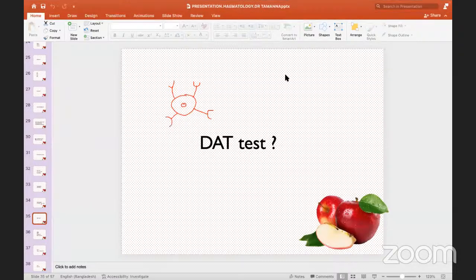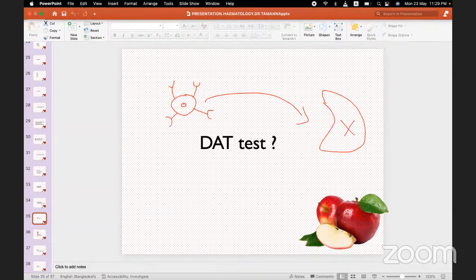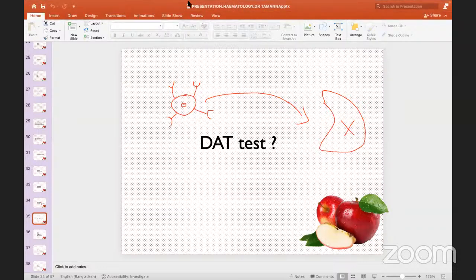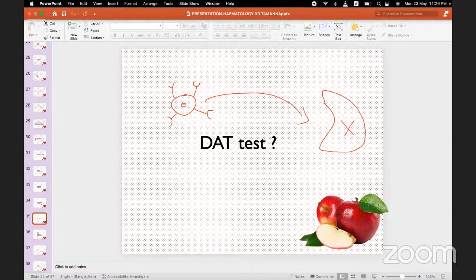Okay. So this is antibody-coated RBC. Whenever this is present in the blood, what will happen? It will go to the spleen, and the spleen will destroy this RBC because it is antibody-coated. The spleen will think, no, this is not a normal RBC, I should break it down, I should eat it. So the spleen will engulf it. This is called hemolytic anemia, autoantibody related. It will be destroyed.